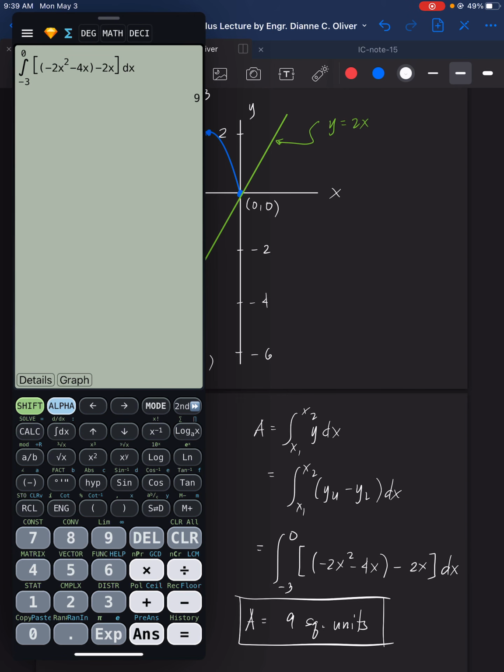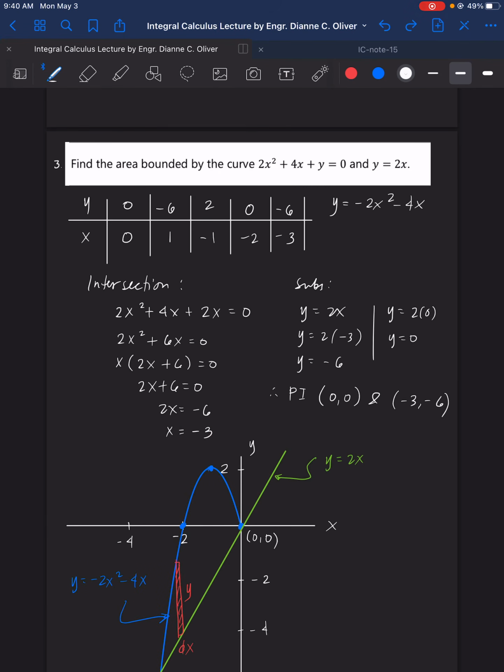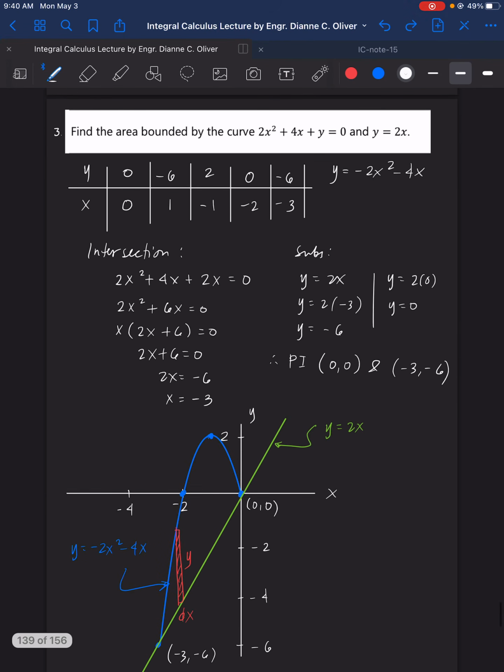Okay, so that's the answer. Again, if a calculator is not allowed, then you must show your solution, the long method, meaning you just have to integrate this one by one and then substitute the upper limit minus the lower limit. Practice that also in case a calculator is not allowed. Now so this is number 3. Screenshot first.